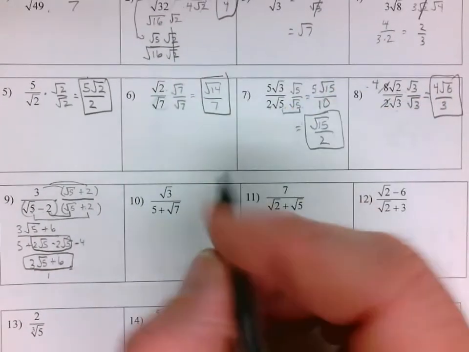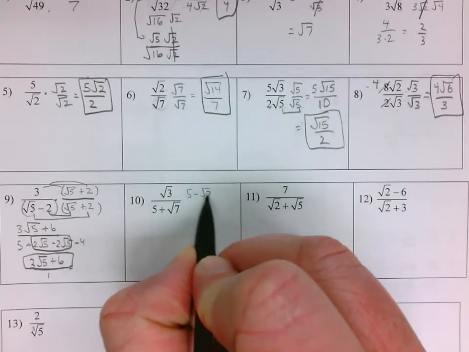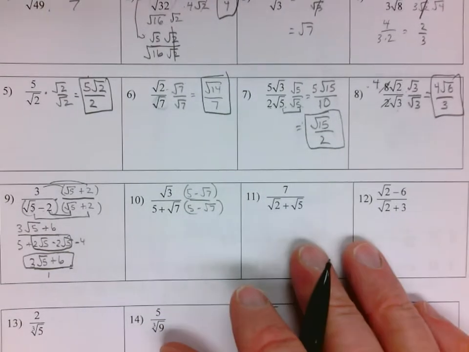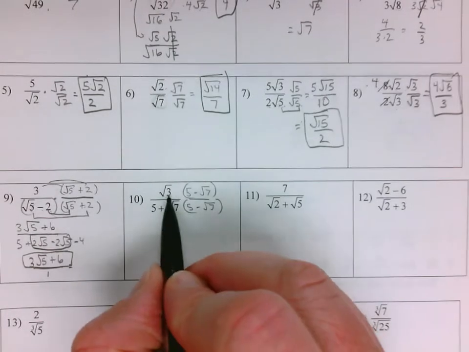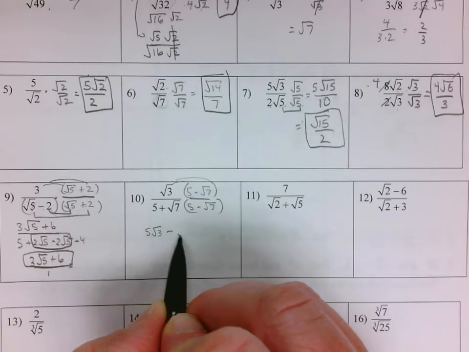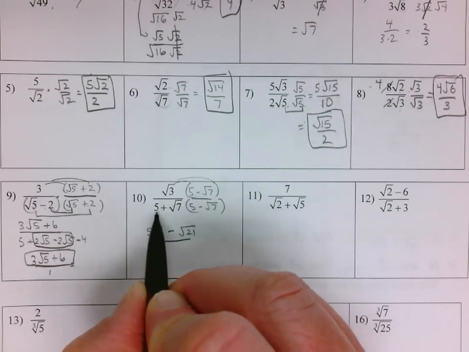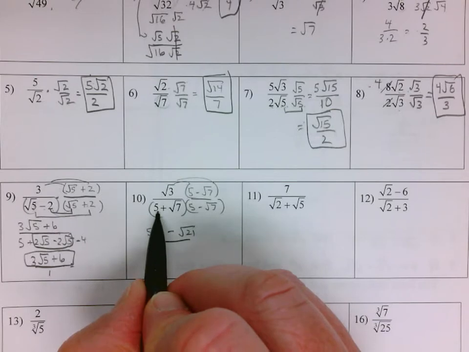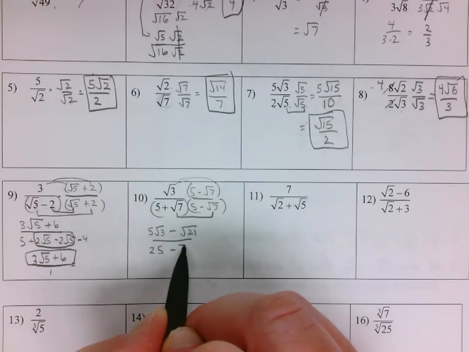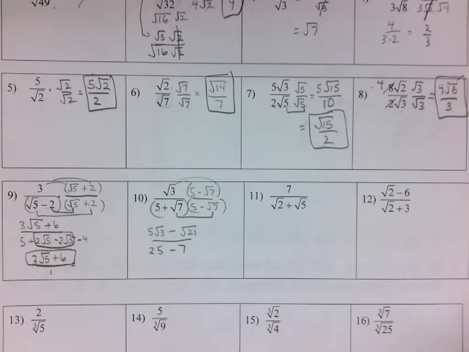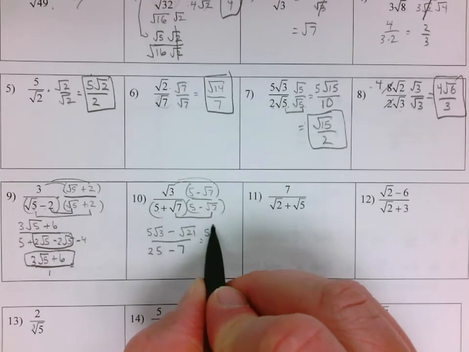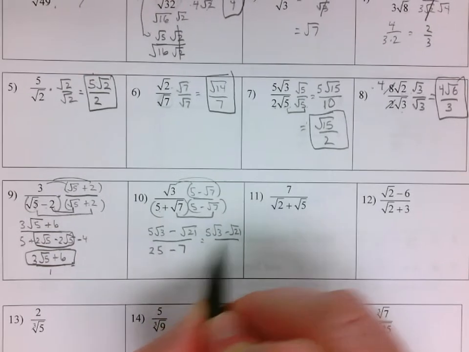So conjugate here, 5 minus radical 7, over 5 minus radical 7. So I distribute. So that's 5 radical 3 minus radical 21. And then down here, it's just 25 minus 7, because radical 7 times radical 7 is 7. Don't worry about the inside and outside. They're going to go away if you pick it right. So it's 5 radical 3 minus radical 21 over 18.